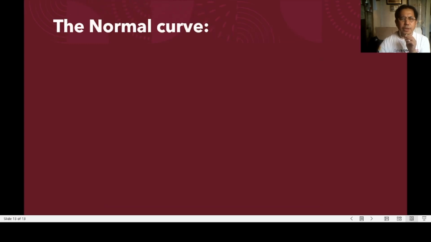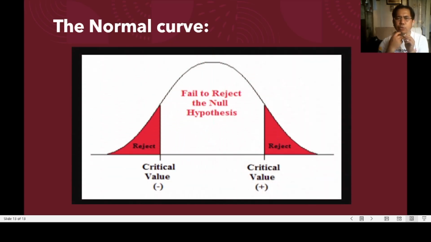Now we have another curve. I already presented this one, just to make a summary of the curve. The unshaded part is failing to reject the null hypothesis. If you fail to reject the null hypothesis, that is the acceptance region. The part of the curve shaded with red, left and right, is the rejection region. And this boundary is the critical value.